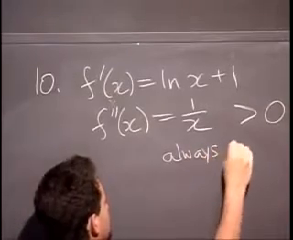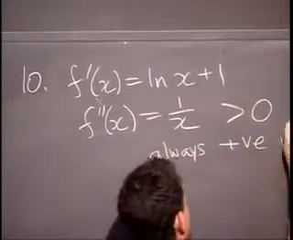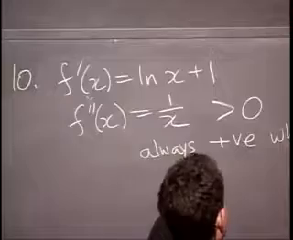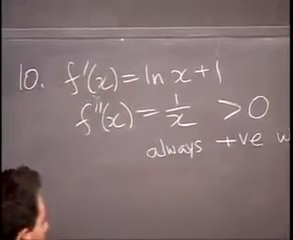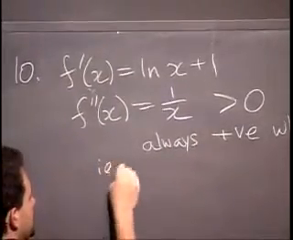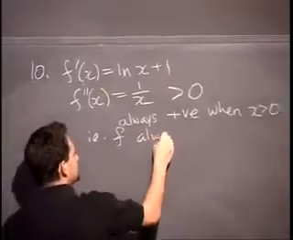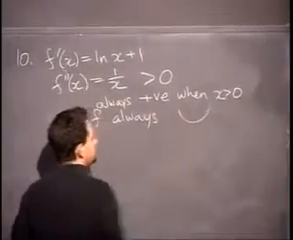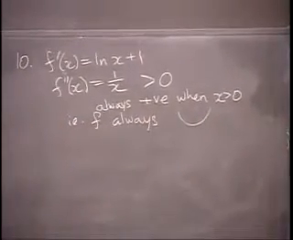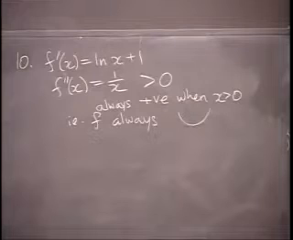Always positive over in the domain x greater than 0. So it's always concave up, i.e. f is always concave up. And in particular, there's no points of inflection, because the second derivative is never 0.